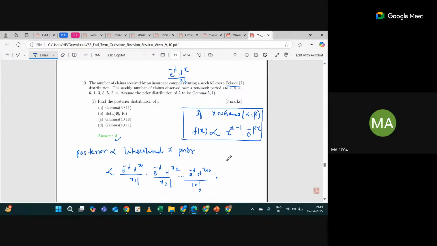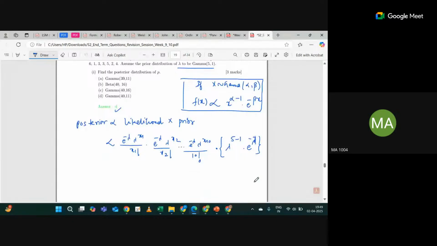Into what is the prior? Prior is gamma 5 comma 1. So it should be lambda raised to the power 5 minus 1 into e raised to the power minus beta lambda. Here lambda is the random variable, and beta is 1, so it will be e raised to the power minus lambda. Is this clear? Yes.